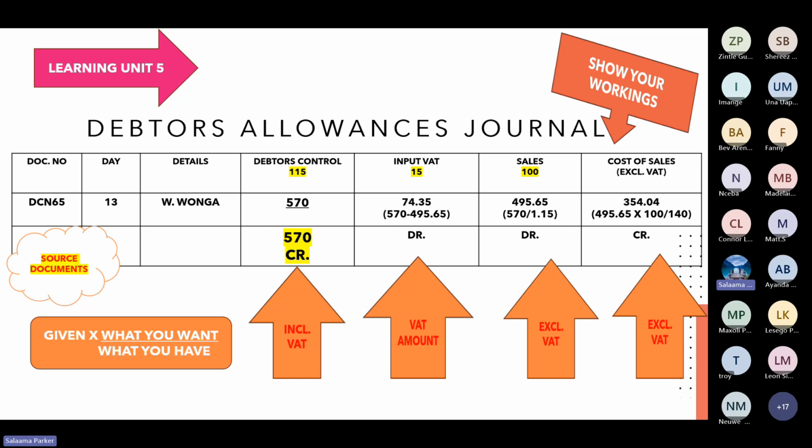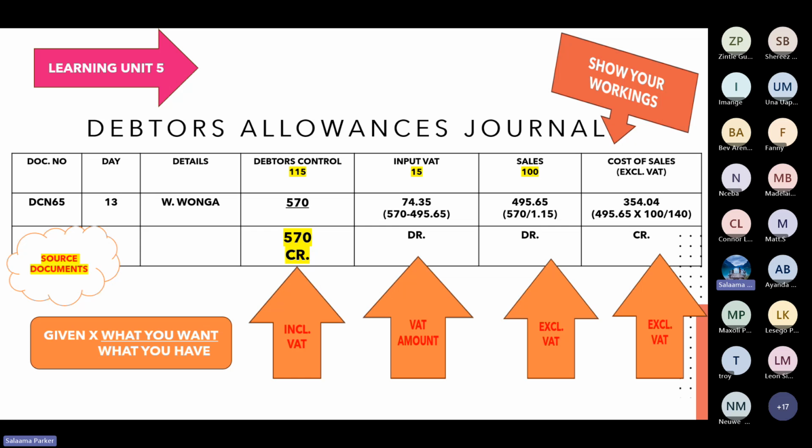Okay, so please just remember that. And again, of course, you use the same markup. If in the debtors journal, for this transaction for Wonga, the markup was 40%, then you have to use that same markup again for the return. Okay, for cost of sales. Please just remember that. Okay, source documents, and again, when you're calculating your cost of sales, you use the given, which is your selling price, multiply by what you want divided by what you have.